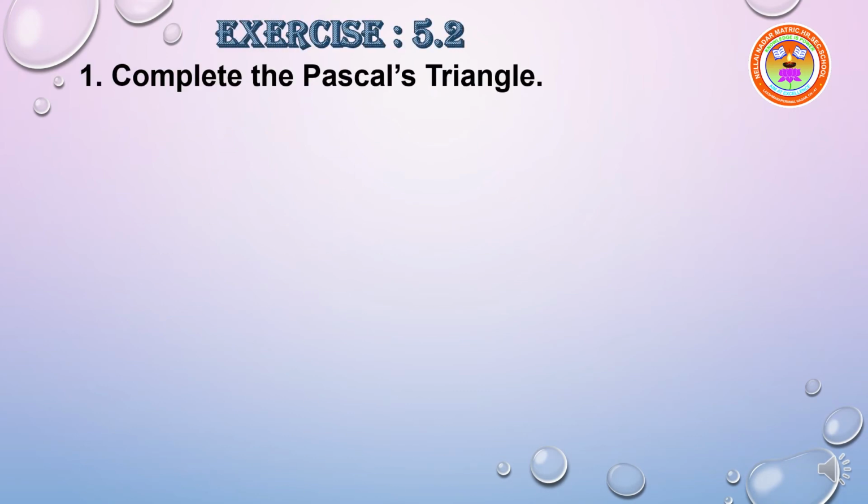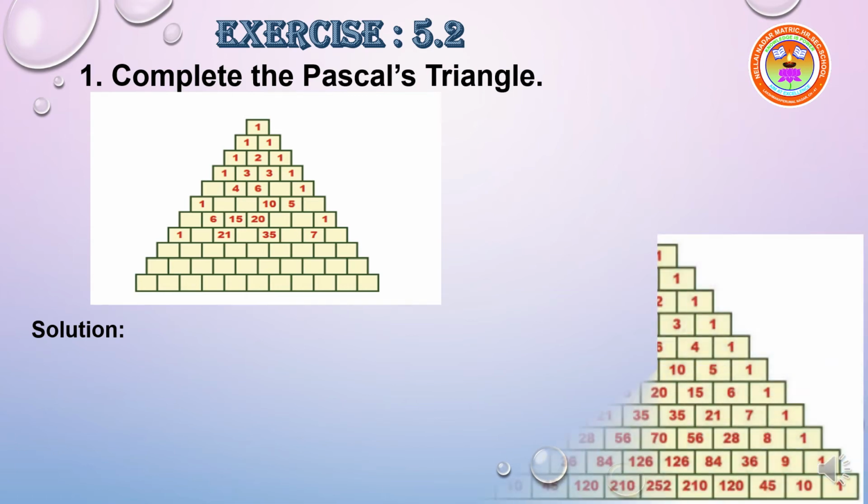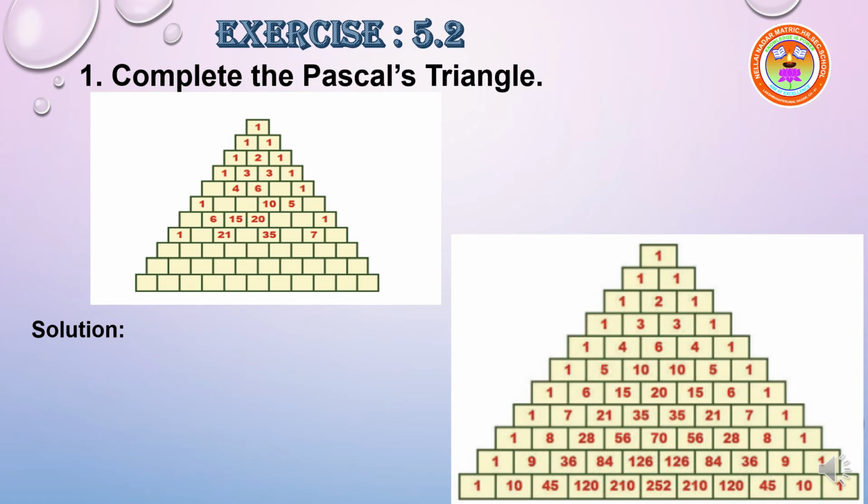Let us move on to exercise 5.2. First one: complete the Pascal's triangle. They have given a Pascal's triangle which should be completed. So the solution. Children, remember that each row will start with 1. The first box and the last box will have 1. So first you can fill all the rows with the starting box 1 and the ending box 1. Then you add the previous row numbers and fill up the boxes. I have just shown you the completed triangle.